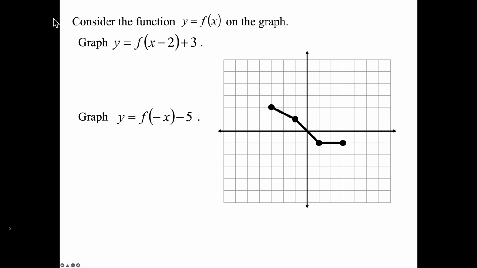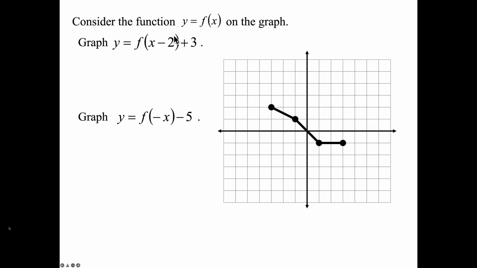So our last video here, we are going to graph transformations with a given graph. That's technically not a function equation. Again, I know you would just graph it in a calculator. So here, what we're going to do is interpret what the transformation is.